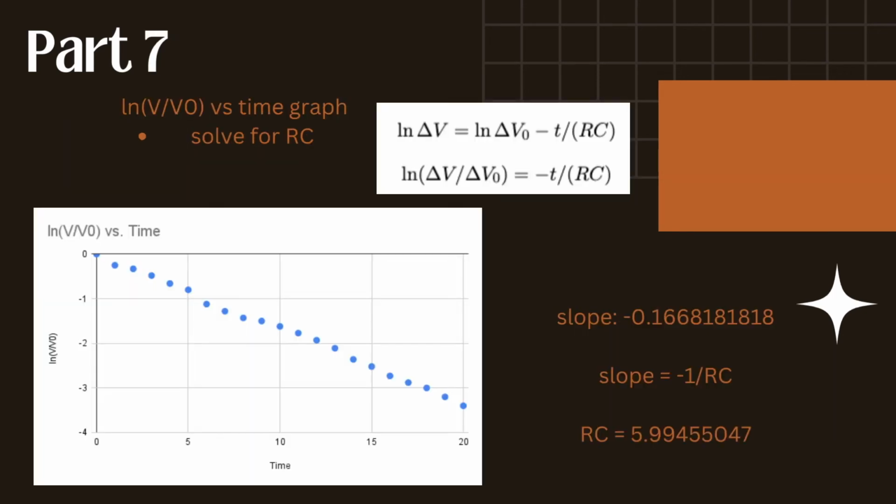In part 7 of the simulation, we created a circuit with a 9 volt battery, 30 ohm resistor, and 2000 mF capacitor. With this, we charged the capacitor, found the potential difference, removed the battery, and then recorded the potential difference across the capacitor. From this data, we can solve for the resistance times capacitance by taking the natural log of the potential difference divided by the initial potential difference and recognizing that the slope of that data is equal to -1 over RC, therefore solving for RC from there. In this case, RC equals 5.99.